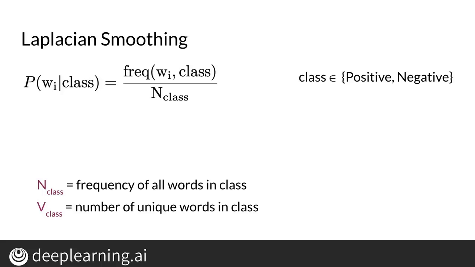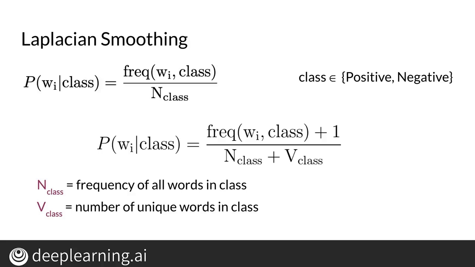Smoothing the probability function means that you will use a slightly different formula from the original. Note that I've added a 1 in the numerator. This little transformation avoids the probability being 0. However, it adds a new term to all the frequencies that is not correctly normalized by n-class. To account for this, you will add a new term in the denominator, v-class. That is the number of unique words in your vocabulary, to account for that extra term added in the numerator.